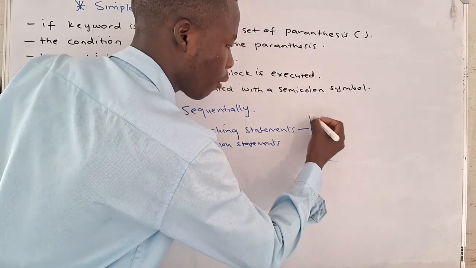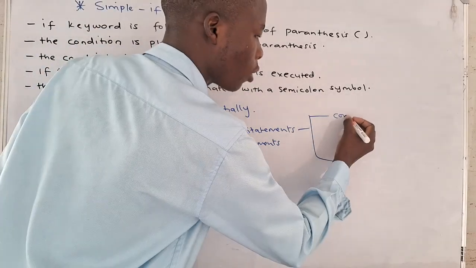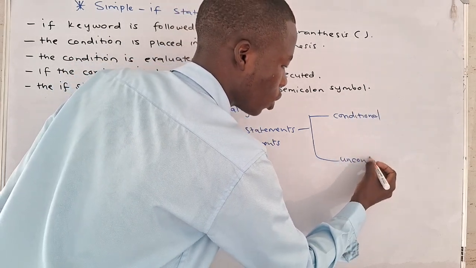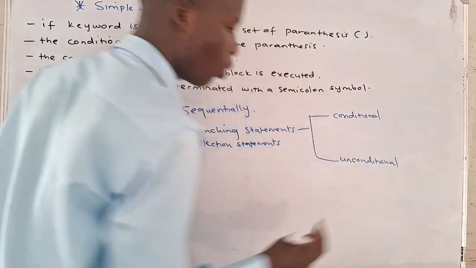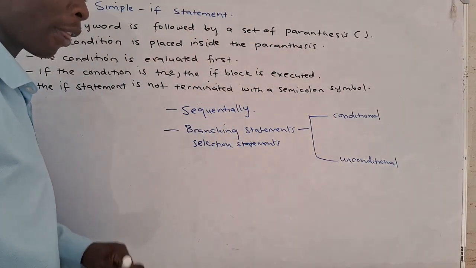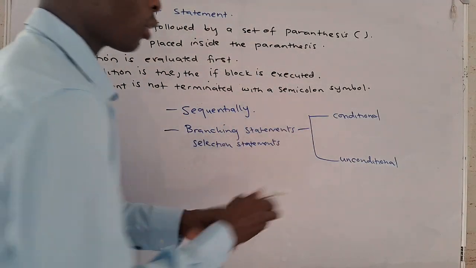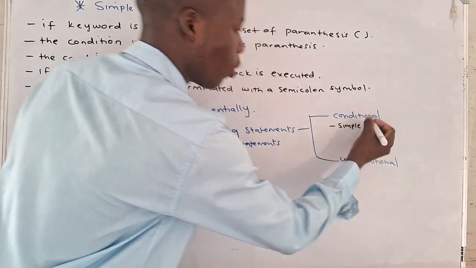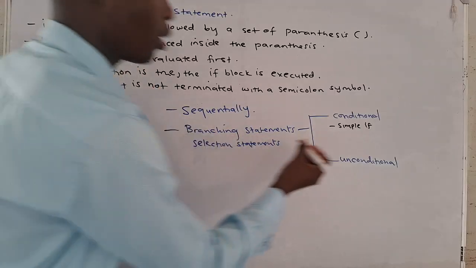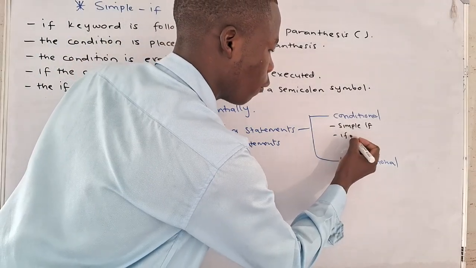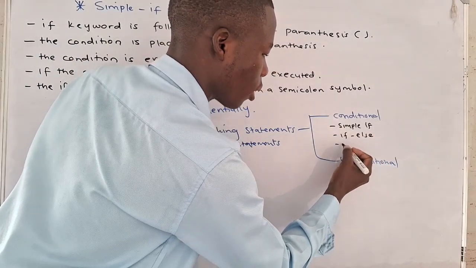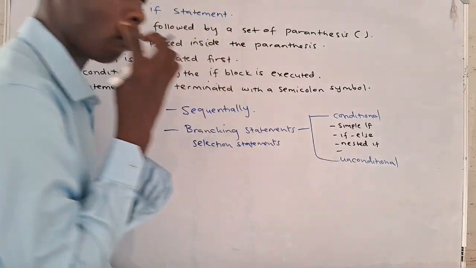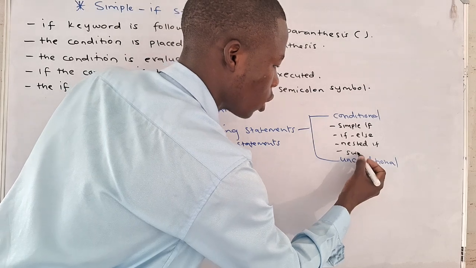The branching statements are further divided into two. We have conditional statements and we also have unconditional statements. The conditional statements are further divided into four. We have the simple if statement, the one that we are going to discuss in today's class. We have the if else statement, the nested if statement, and the switch statement.